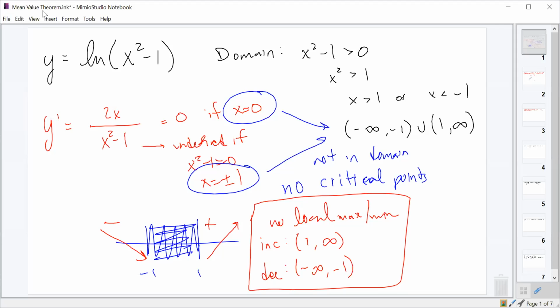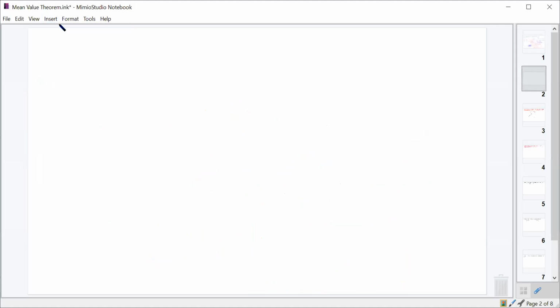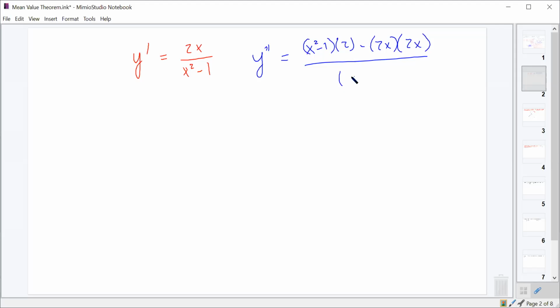So in order to find concavity intervals and points of inflection, we need to find a second derivative. Our first derivative was 2x over x squared minus 1. So our second derivative, we'll just use the quotient rule. Quotient of two functions: denominator, derivative of numerator, minus numerator, derivative of denominator, all over denominator squared. Good or no?